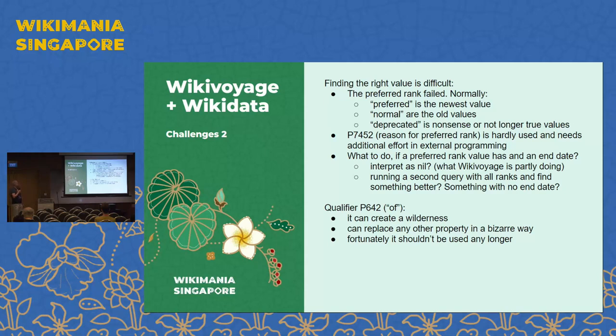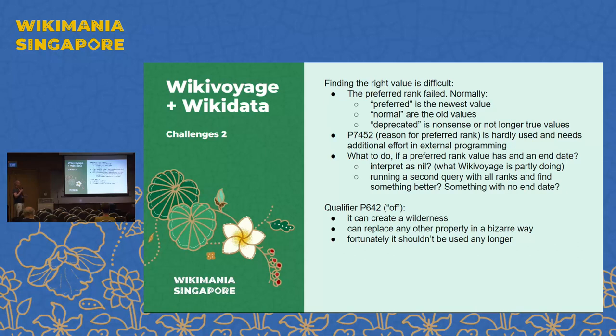Sometimes it can be quite difficult to find the right value. We have ranks, like preferred, normal, and deprecated, but sometimes the preferred value is not the right value. It can happen that a value has a preferred rank, but it has an end date. There are qualifiers, starting date or end date. So you can have a value that is preferred but actually outdated. So how to handle this? There are many decisions to make about how you handle this data. And there is a qualifier that's just called "of", but in the meantime it shouldn't be used any longer.